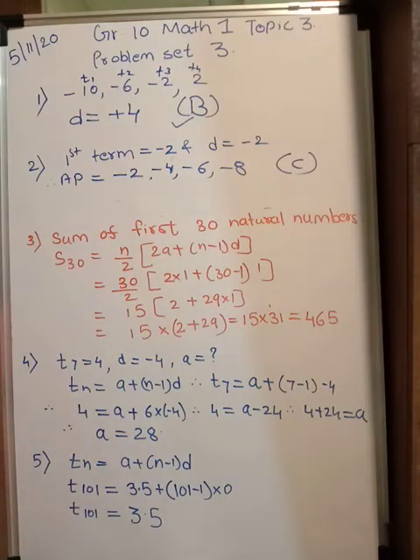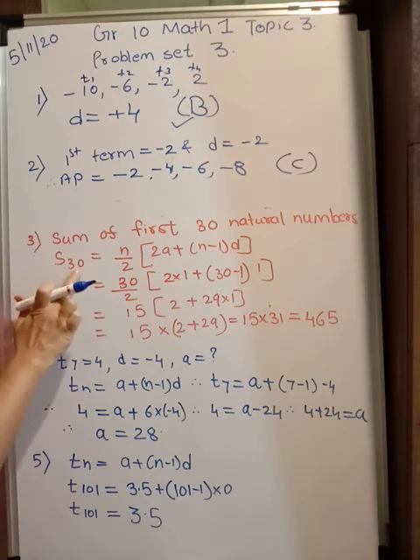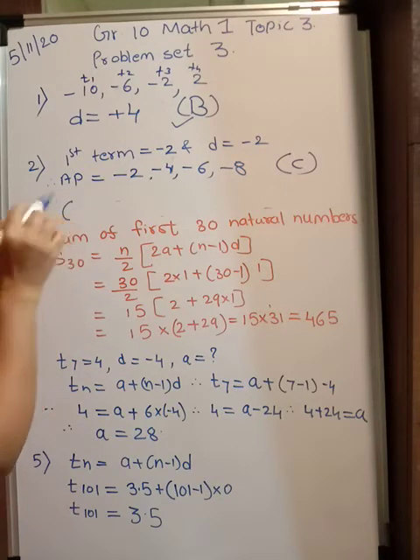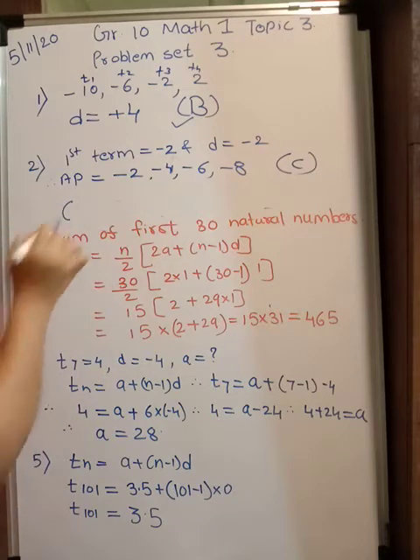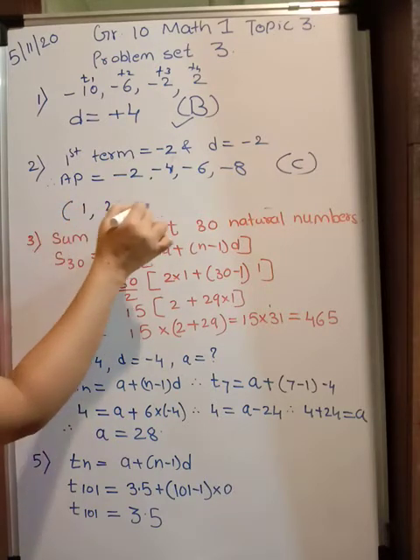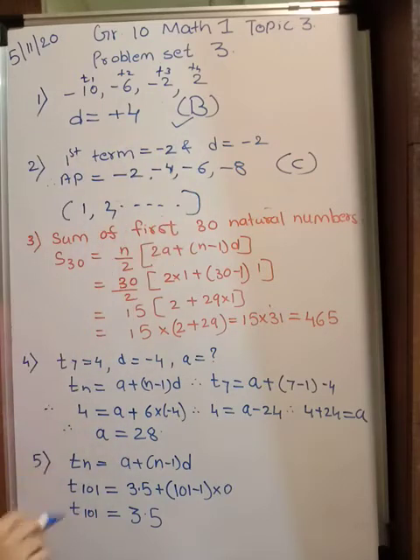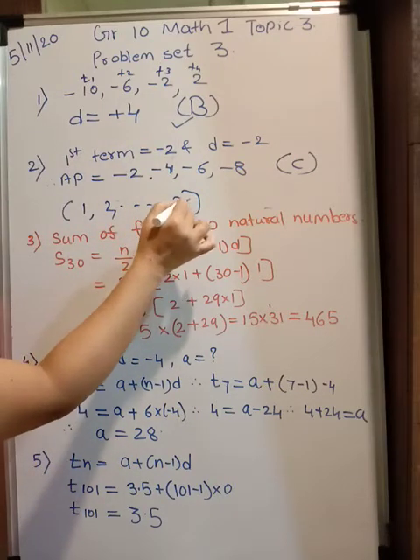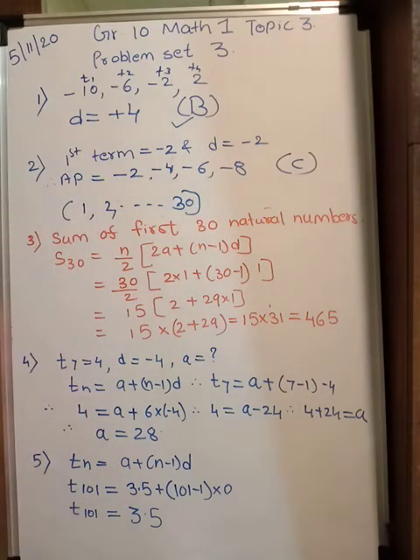Next: the sum of the first 30 natural numbers is dash. Here n is 30, so we need S30, the sum of all 30 natural numbers. Natural numbers means counting numbers. They start with 1, 2 like this and so on, endless. But we want to take only the first 30, so the last number will be 30. What is the addition of the first 30 numbers?